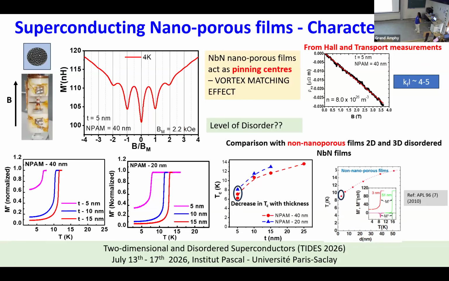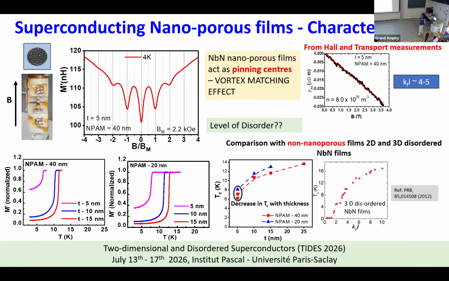Now, when we compare this with the niobium nitride non-nanoporous, or continuous, films, we see that the TC is slightly decreased in the case of our nanoporous films. But when we looked at the level of disorder and compared it again with the non-nanoporous films, you can see that it matches, with a kFl value very close to around 4.5, which means that our films are basically mildly disordered.